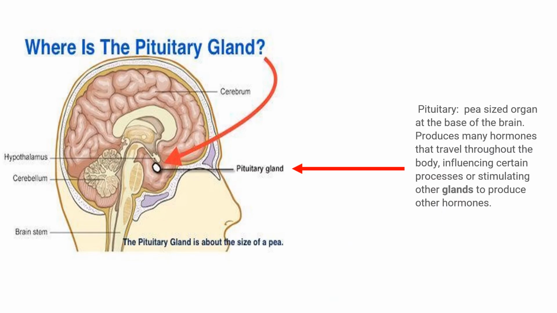All right, the pituitary gland, right here in the brain. The pituitary gland is a pea-sized organ at the base of the brain. It produces many hormones that travel throughout the body. It travels throughout the body, influencing a certain process or stimulating other glands to produce other hormones. So right here, pituitary gland, and right above it, the hypothalamus.